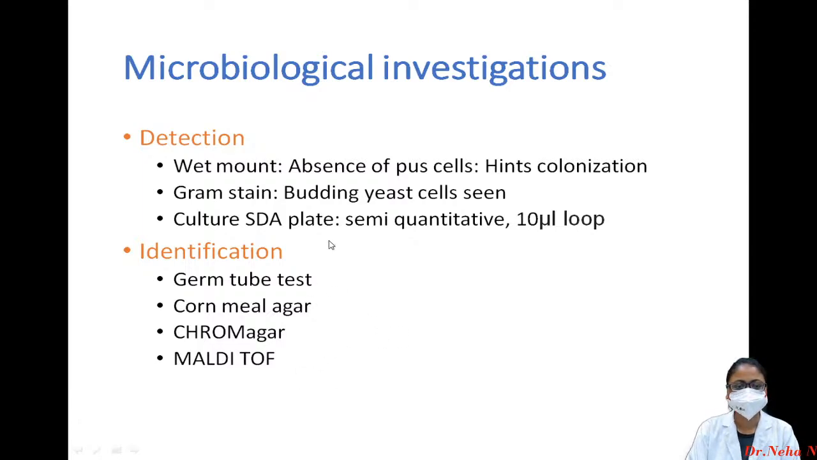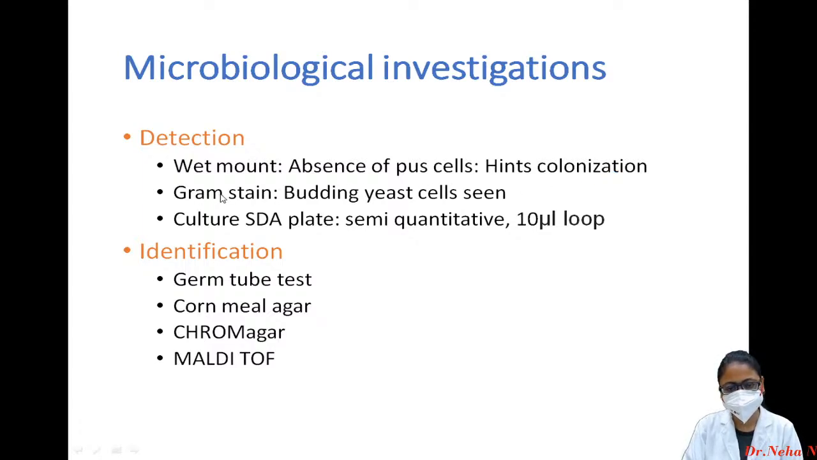Okay. Now, the investigations that are done in the lab can be divided into the tests which can detect the yeast and the tests which can identify, that is, speciate. Detection includes first the wet mount. In the wet mount we can see budding yeast cells as well as pus cells. The presence of pus cells is a non-specific finding, but the absence of pus cells can hint towards colonization, because the presence of pus cells indicates tissue invasion, and since pus cells are not present, we can conclude that this might be colonization instead of true infection.